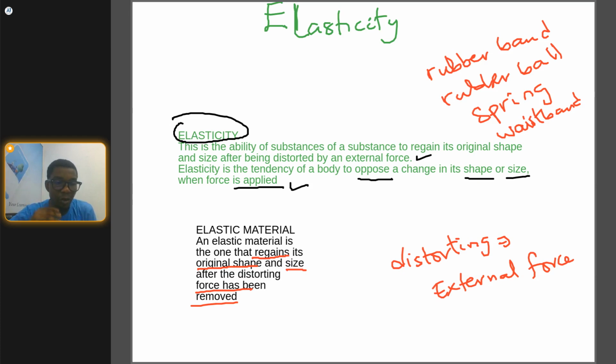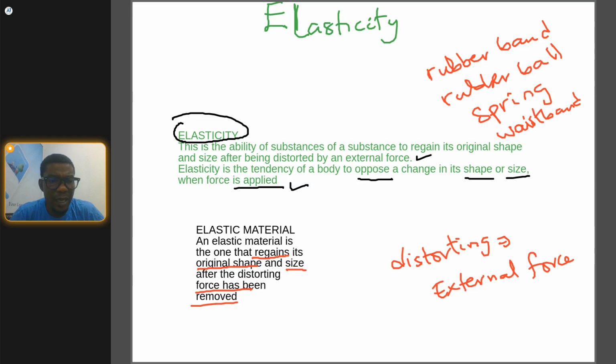So far you understand the concept that an elastic material is any material that can regain its original shape, its original size after a distorting force, in brackets, external force, has been removed. When the external force has been removed and it gained back its position or its shape, that particular material is classified to be an elastic material.